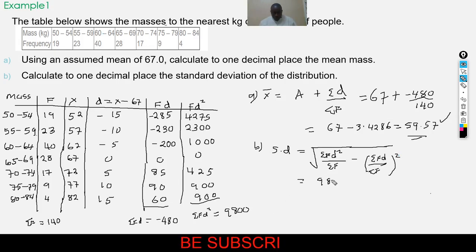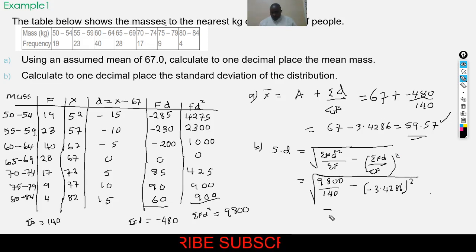So it equals 9800 all over 140 minus the mean we got. No, FD, not the mean, but the FD in this case. So if you confuse and you talk of the mean, you'll be wrong. It is the FD we got as negative 3.4286. It is FD all over F. We got this, we square it, then we find the square root.